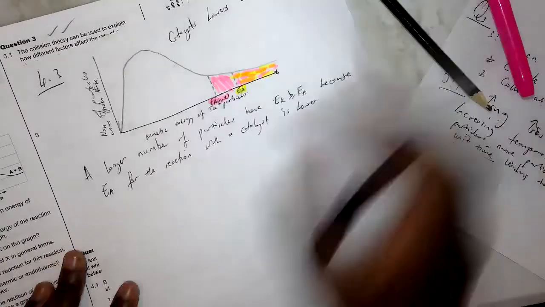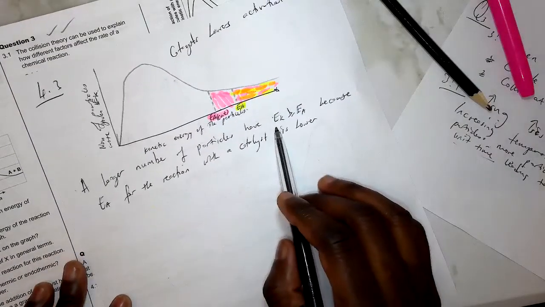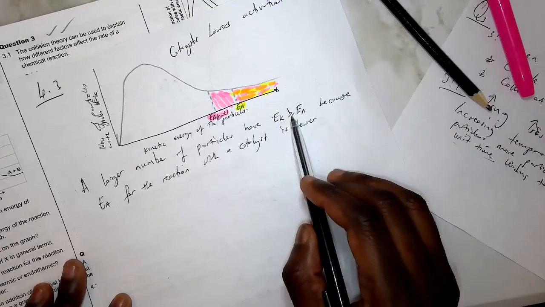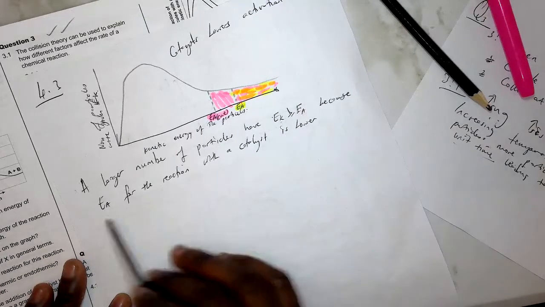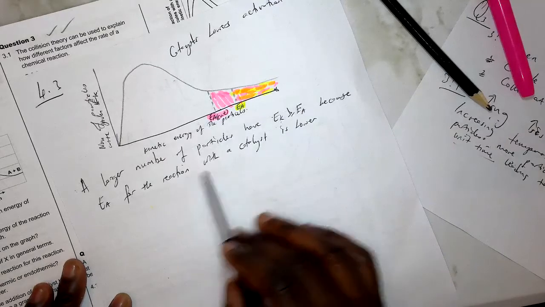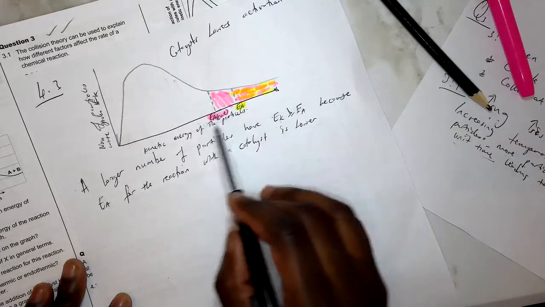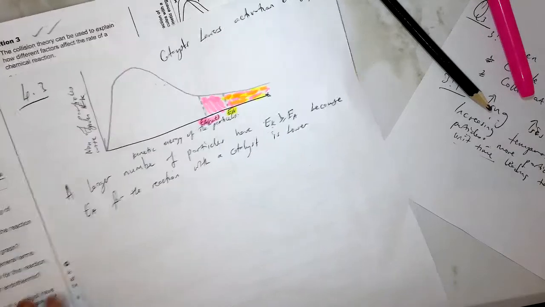So here, a larger number of particles have kinetic energy over EA, because the EA for the reaction with the catalyst is lower. The EA for the reaction with the catalyst is lower.